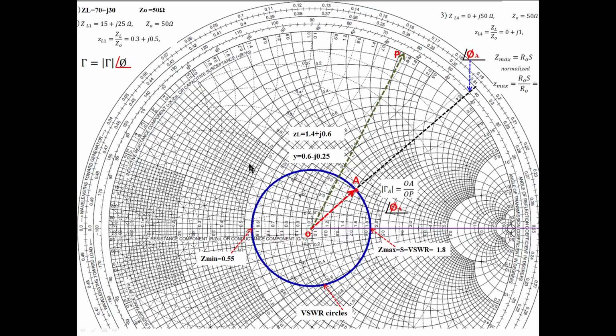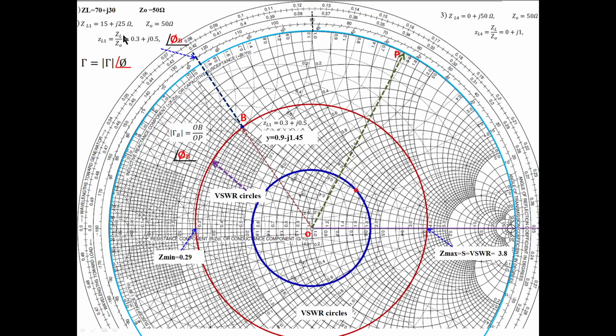Now we will consider one more example. So that is this one. This example, 15 plus j25. This is the given load value, not a normalized one.